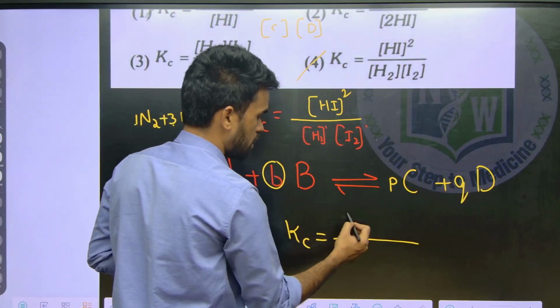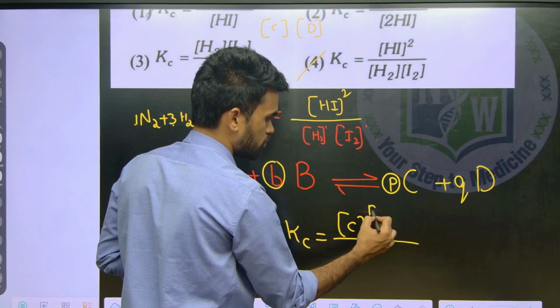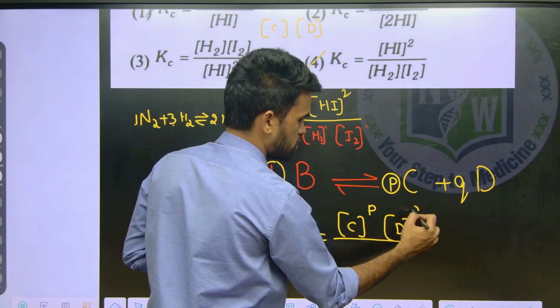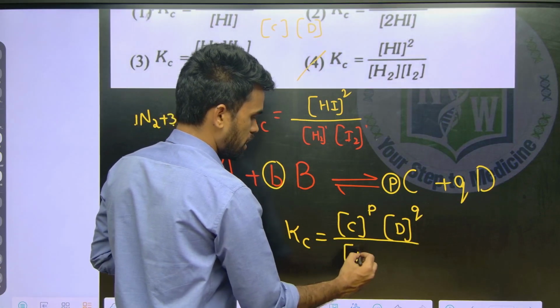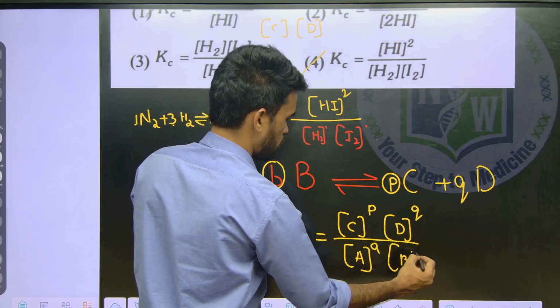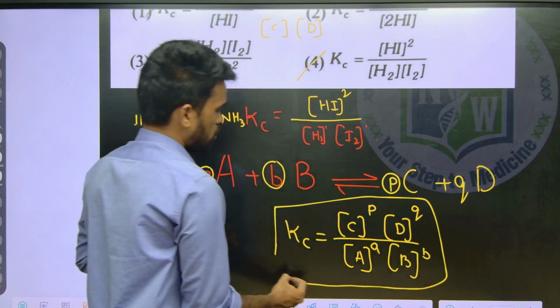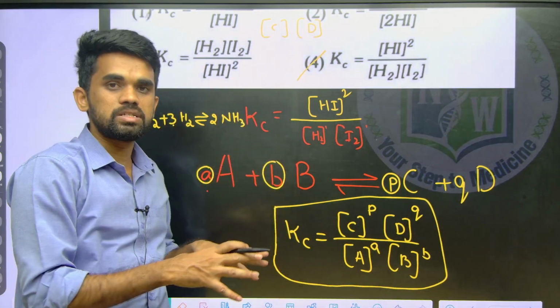If I ask you to write the equilibrium constant for this reaction, that is Kc, how to write it: the concentration of products, that is concentration of C to the power of its stoichiometric coefficient p, and concentration of D to the power of its stoichiometric coefficient q. Similarly, on this side we have concentration of A to the power a, concentration of B to the power small b. Like this you need to write the equilibrium constant. Okay, so this is the concept of writing the equilibrium constant that we discussed now.